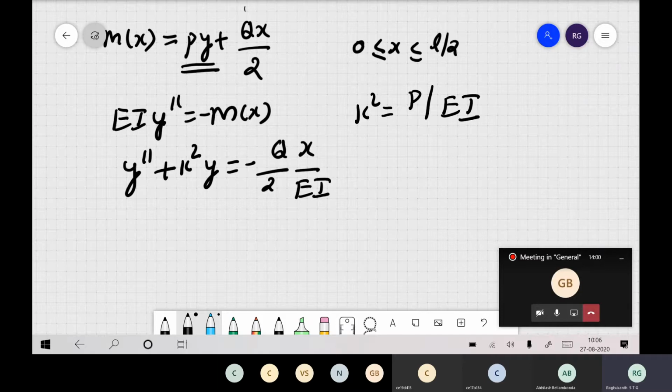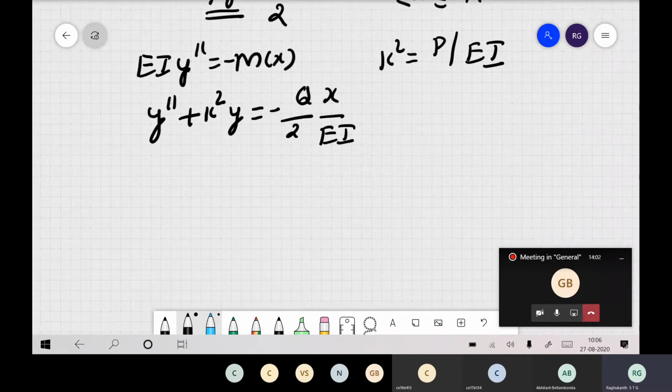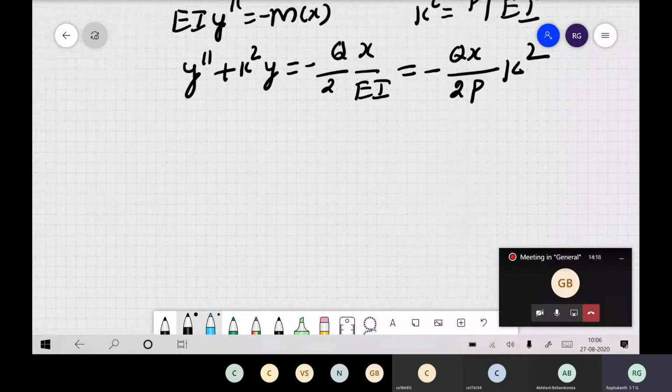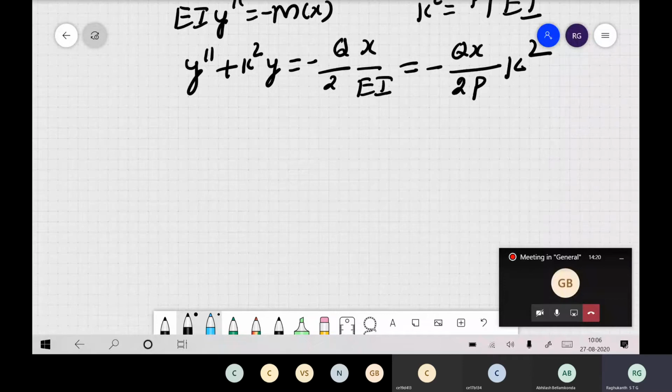So you can also write the right hand side in terms of k square, by 2P k square. So everything you are writing in terms of k square. Now this is your ordinary differential equation. The right hand side is not 0, so you have both the complementary function and the particular integral itself. So two solutions will be there.